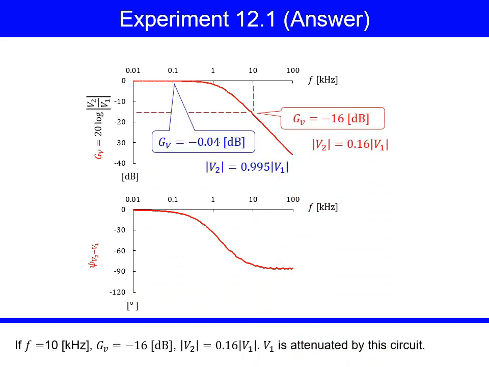If F equals 10 kHz, GV equals negative 16 decibels. The absolute value of V2 equals 0.16 times the absolute value of V1. V1 is attenuated by this circuit.